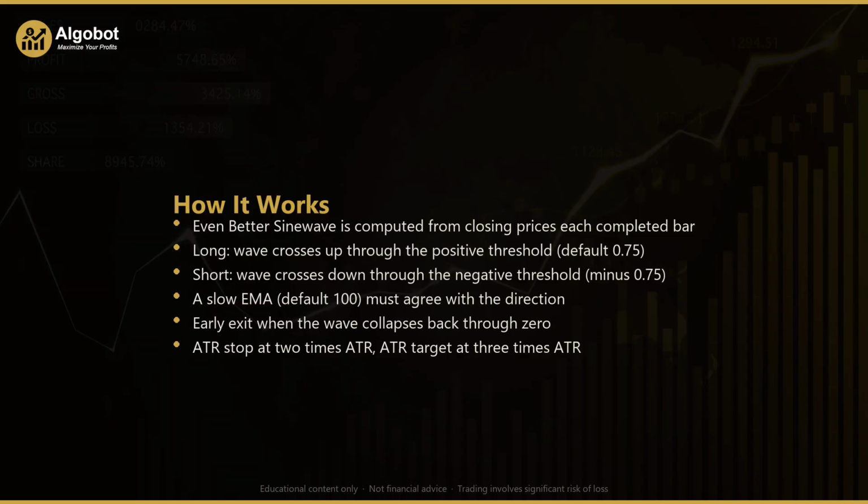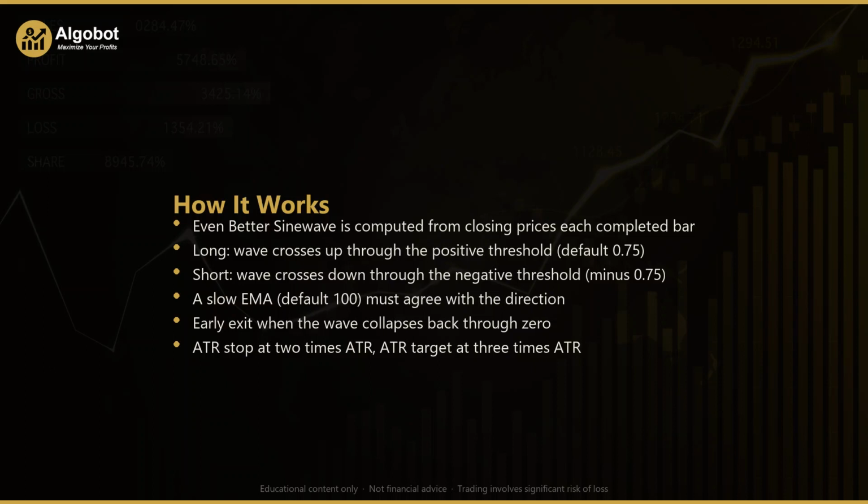The expert advisor works on completed bars, so it makes a decision once per candle rather than reacting to every tick. On each new bar, it advances the Even Better Sine Wave calculation using the latest closing price, producing a single wave value that generally lives between -1 and +1. The entry logic watches for the wave to cross through a saturation threshold. By default, that threshold is set at 0.75.